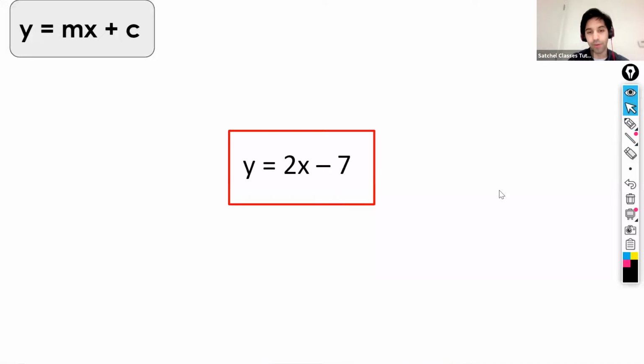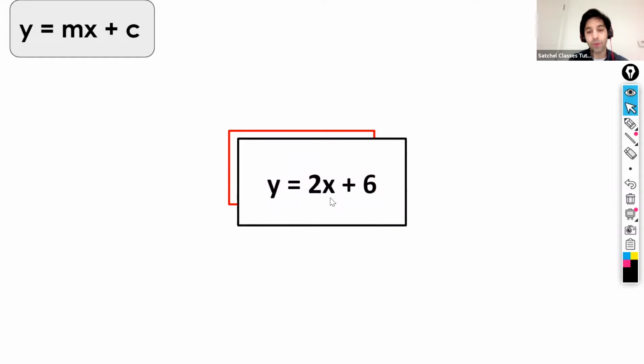Let's do another one. So y equals 2x plus 6. Again, m is going to be 2. The gradient of this equation is 2, and the y-intercept is going to be +6.